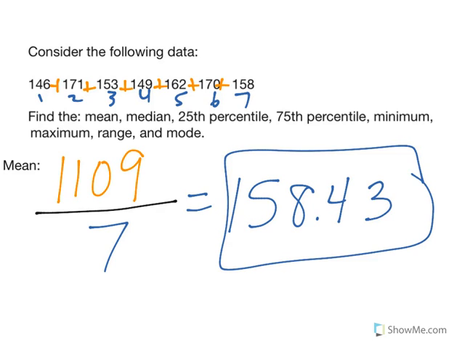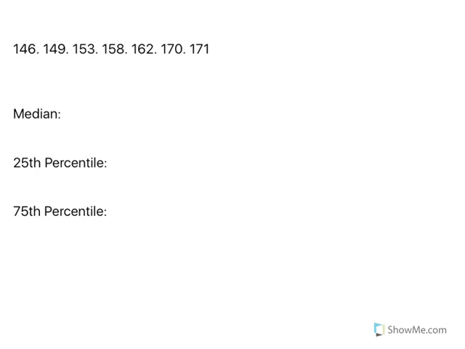Make sure that you pay attention to rounding rules and you round accordingly. But for this effect, we're not working on rounding, we're working on finding the mean, which is why I kind of disregard that. So, moving on to the median, 25th and 75th percentile.